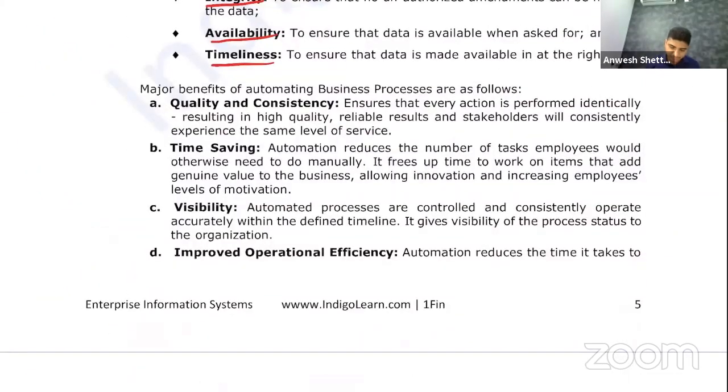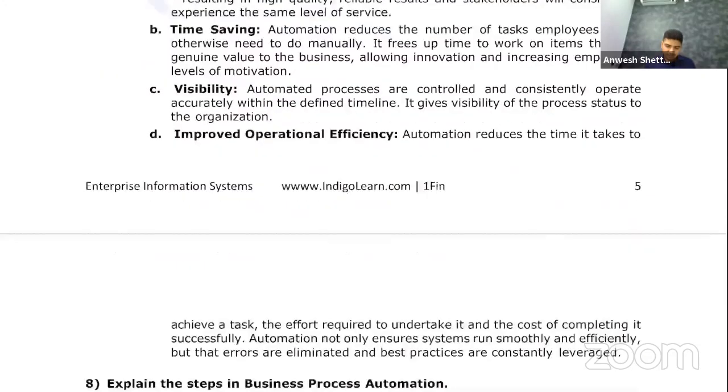What are the benefits of automating the business processes? If there is any question, keep asking. Now, we are going to talk about 4 benefits.